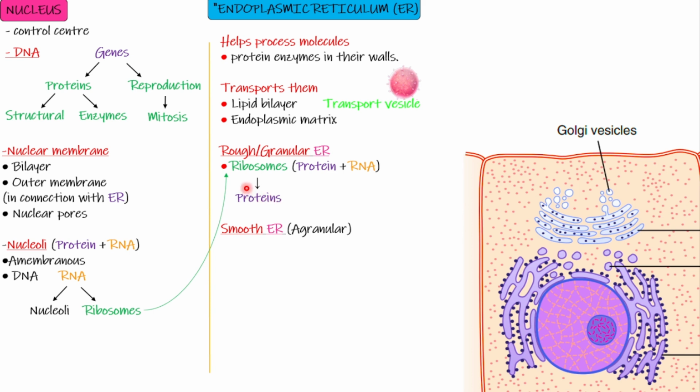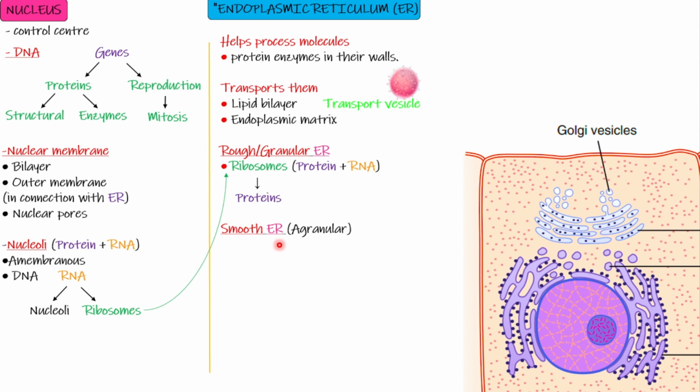So there are three types of RNA. One is messenger RNA, which will take the message from the nucleus to the ribosomes. The other one is the ribosomal RNA, by which the ribosomes are made. And the third one is the transfer RNA, which will collect the amino acids from the whole of the cytoplasm and bring them to the ribosomes for the production of proteins. So the rough endoplasmic reticulum is, in short, responsible for protein synthesis.